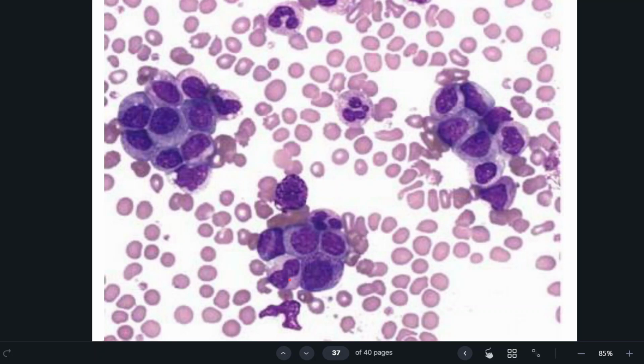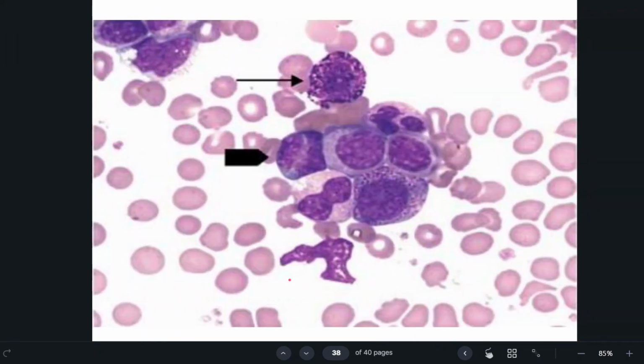Let us see some peripheral smear slide pictures. Here the WBC count appears to be significantly increased. So there is leukocytosis. And in this picture, the WBC shows shift left. What is shift left? Shift left is the immature myeloid precursors appearing in the peripheral blood. Normally they are not seen in the peripheral blood. So immature myeloid precursors or neutrophil precursors are seen in the peripheral blood.